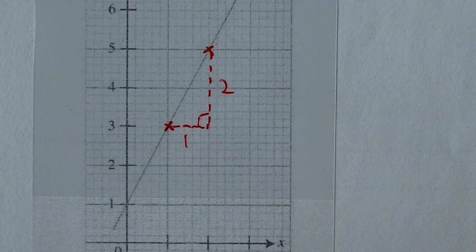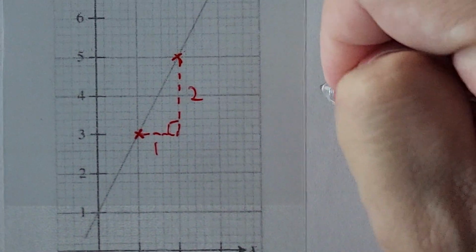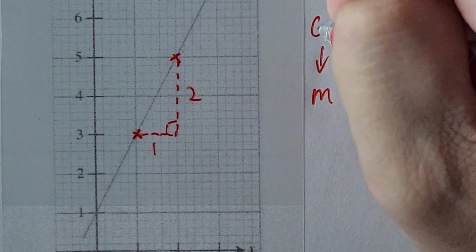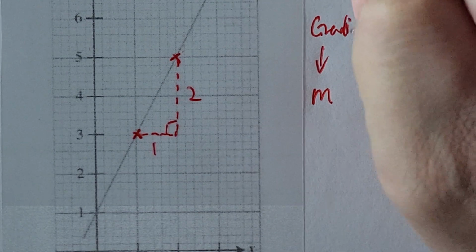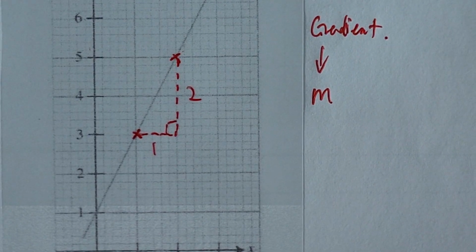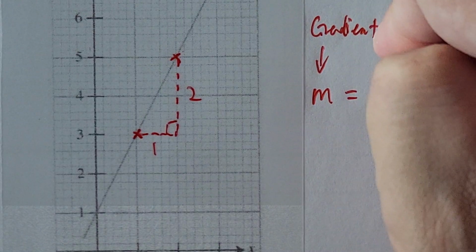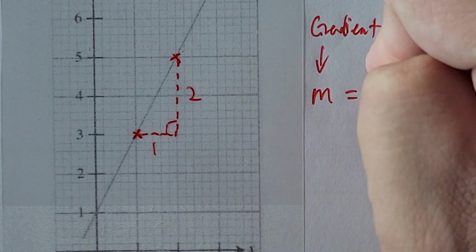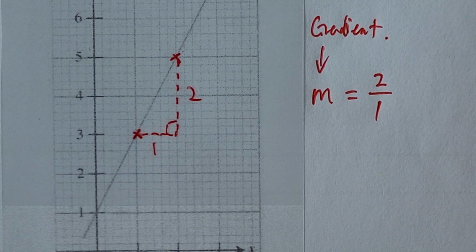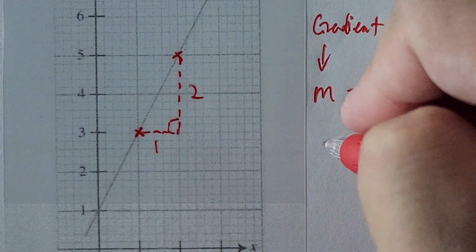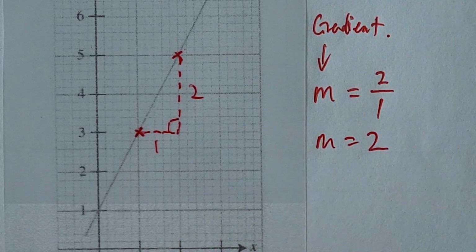Right, so based on this, my gradient, use the symbol M. The acceptable symbol is small letter M. So my gradient is rise over run, height over the base. And because it's going upwards, it is positive. So simplify, my gradient is 2.